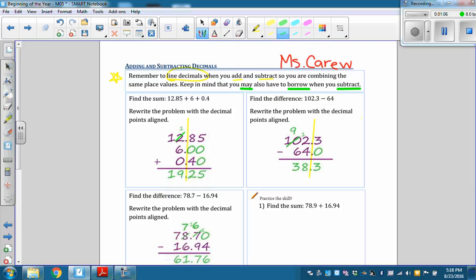The next sentence says, keep in mind that you may also have to borrow when you subtract. So in this problem, on the right-hand side, this is a subtraction problem, and you can see that there is some borrowing here. That's what these numbers are about, and we will go through and review that.